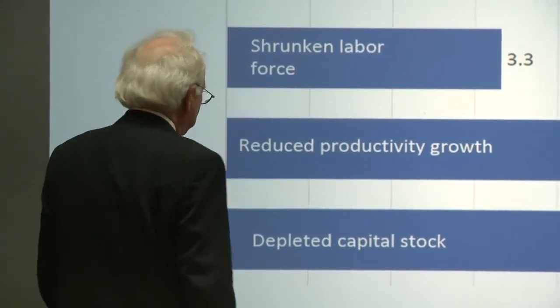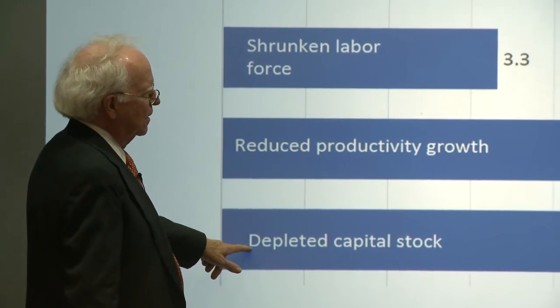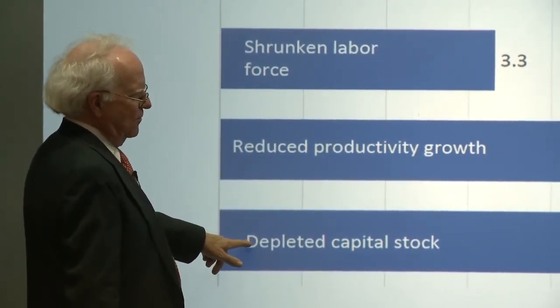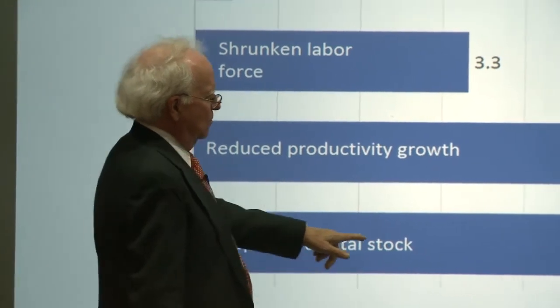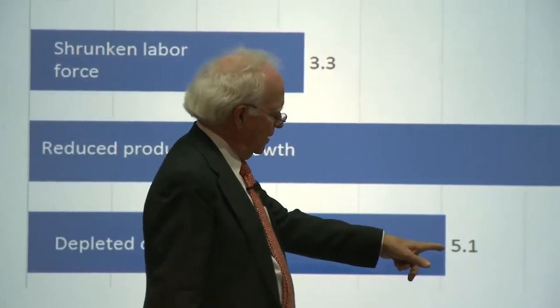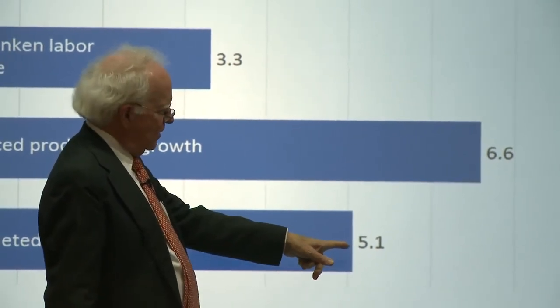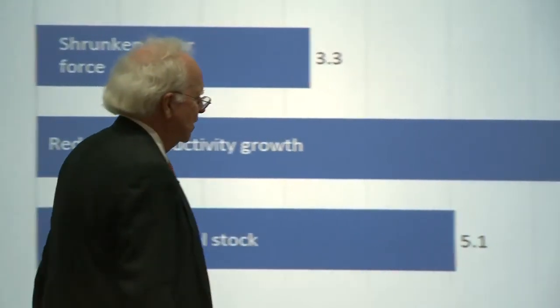And then the depleted capital stock, you saw that very large number, so the elasticity here is 0.35. So we're putting in a very big number and taking 35% of it, and that's the 5.1 percentage points.